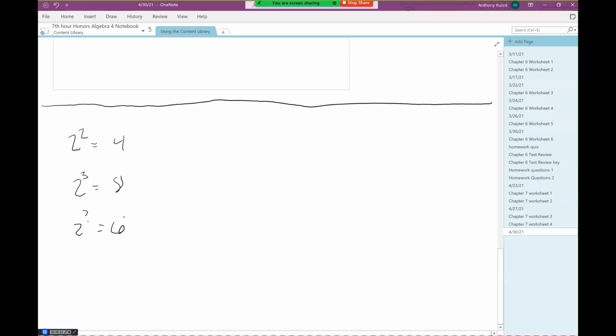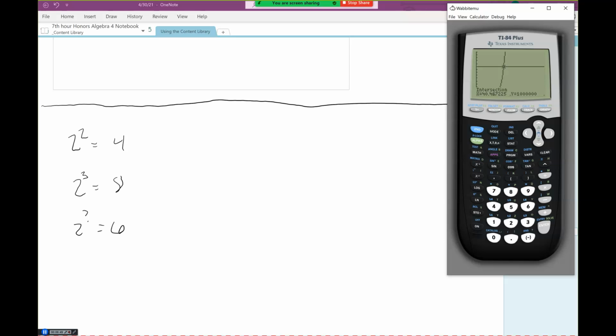So what can we say about that number there? If you were to take a guess, what power of 2 gives us 6? 2.5. 2.5, not an unreasonable guess, right? 6 is halfway between 4 and 8. 2.5 is halfway between 2 and 3. Right? Not quite enough.